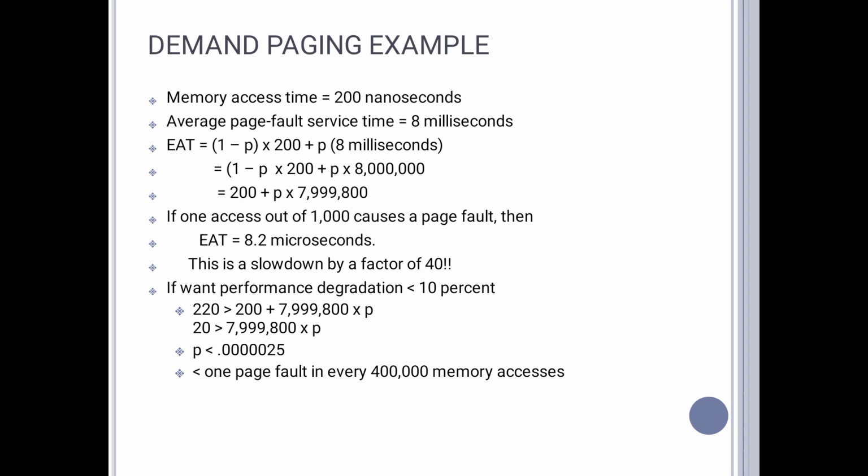Okay, so if we want performance degradation to be less than 10%, then 220 > 200 + 7,999,800 x p. So this means one page fault in every 400,000 memory accesses.